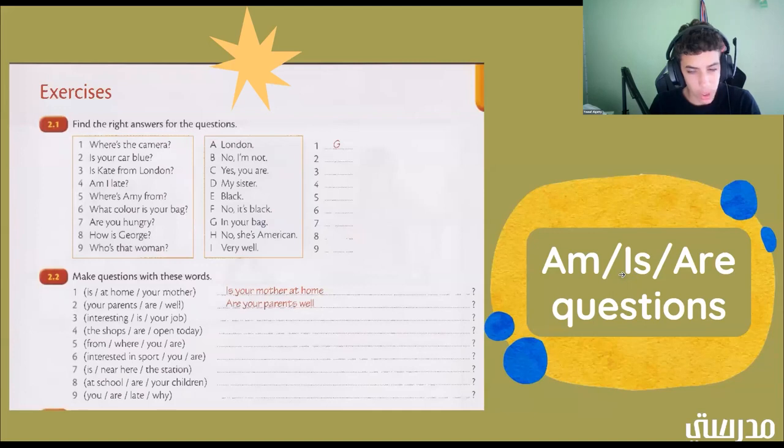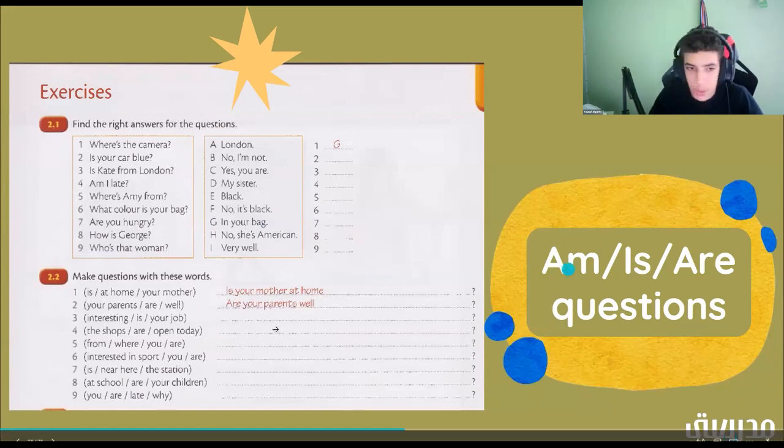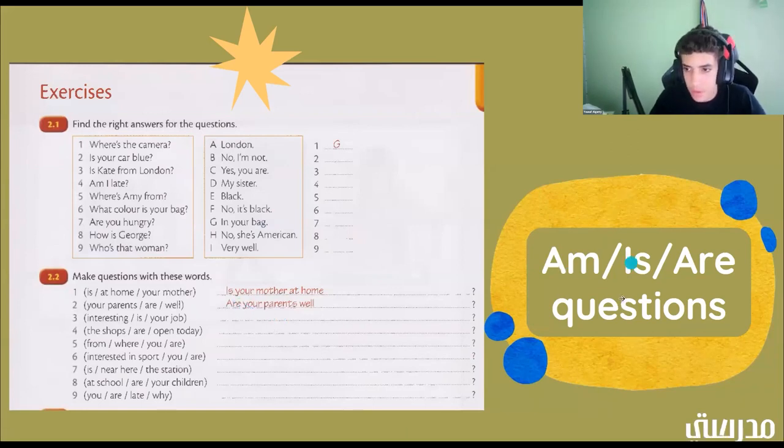So now we have the shops are open today. Which one would that be? The shops are open today. How would you make that a question? Are the shops open today? Okay, good job. Now we have from where you are. So which one would that be? Where are you from? Good job.